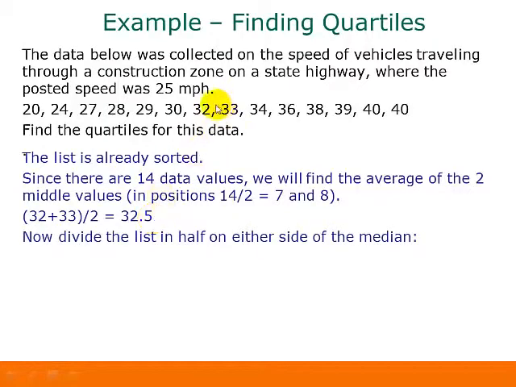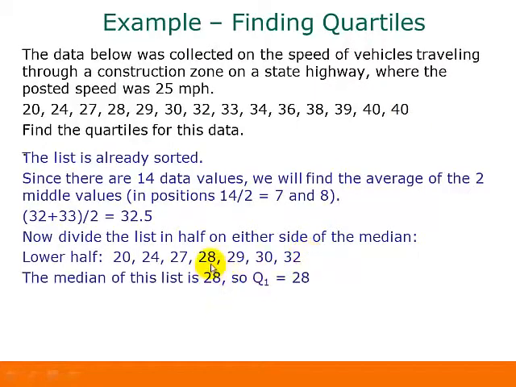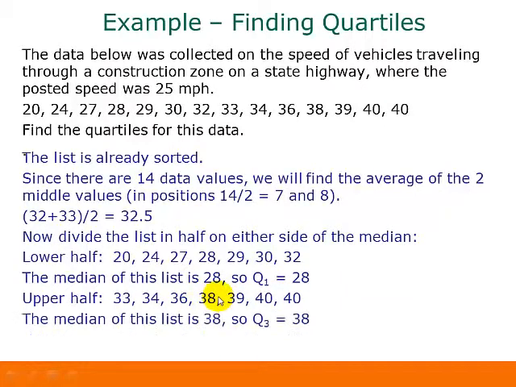And now we're going to divide the list in half on either side of that. So we've got all the values from 20 up to 32 for our one half, and all the values from 33 up to 40 for our other half. So our lower half looks like this, and we're just finding the median of this list. Since there are 7 values, we can just take the one in the middle, which is 28. So that's our first quartile. The upper half of the list looks like this, and the median would be the one in the middle of that list, which would be 38. So our third quartile is 38.